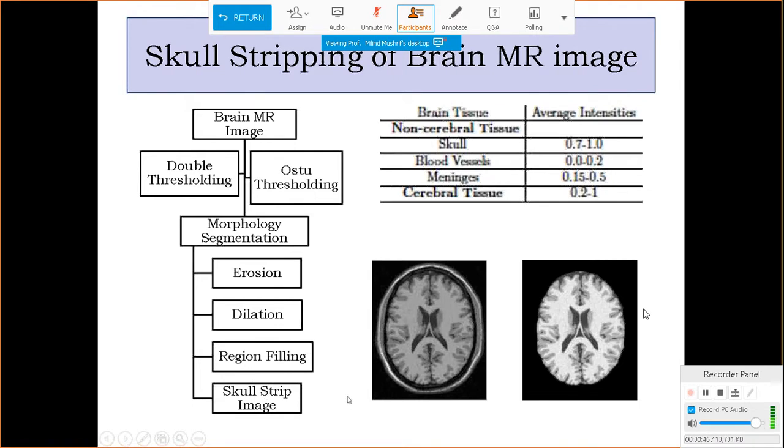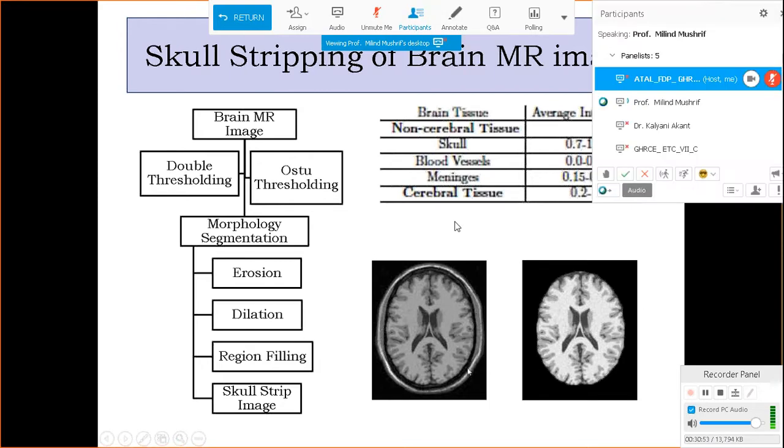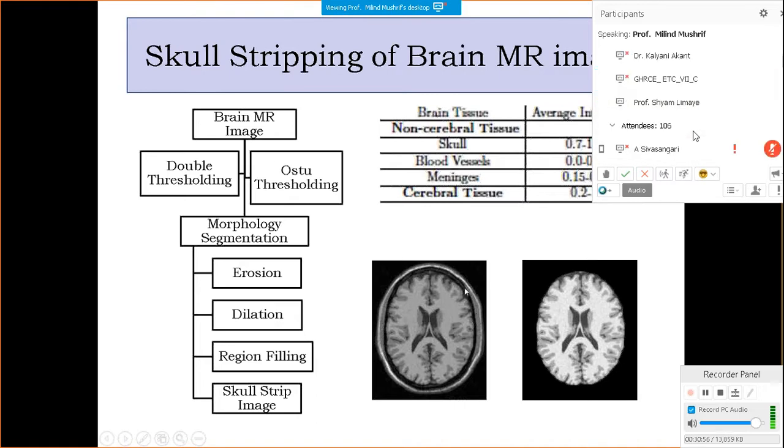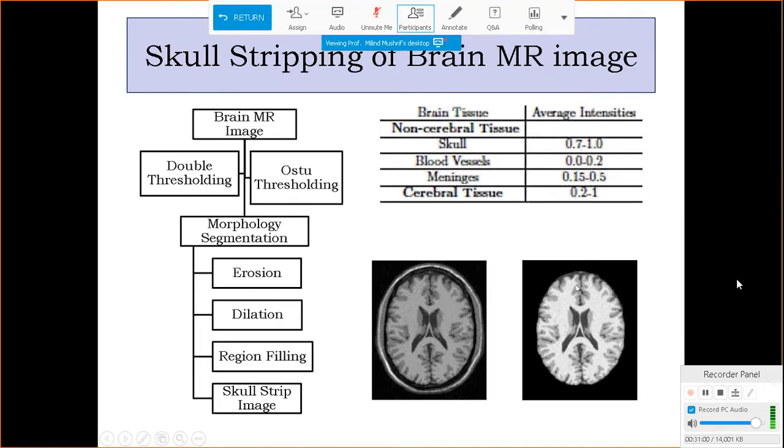So the skull portion is removed. You can see here in the diagram, the left one is the original image, and after skull stripping, you get an image where there is no skull portion. All the blood vessels are removed, and we can see only the white matter, gray matter, and the CSF portion in this skull stripped image. So these are the images used for segmentation. This skull stripping is a pre-processing step that is required before segmentation.